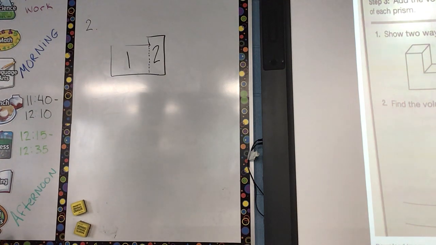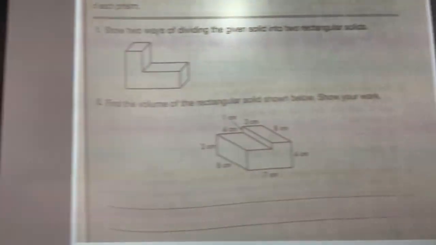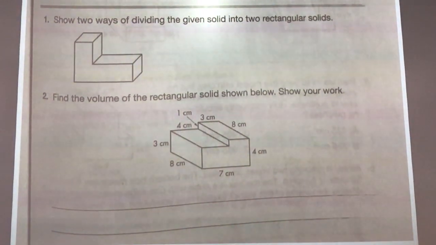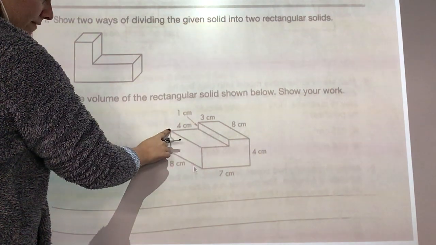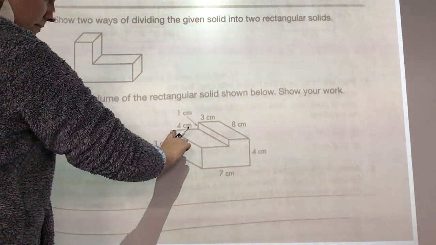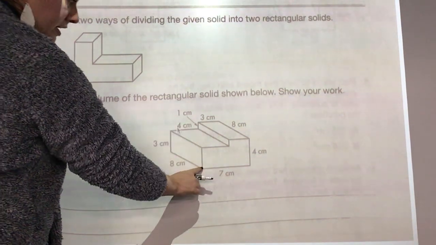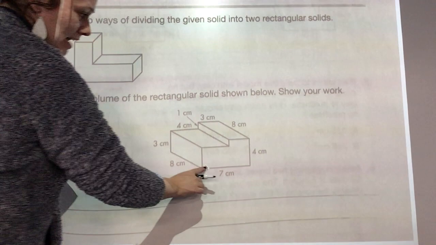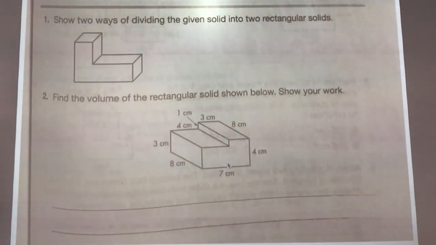Okay, so prism 1. The numbers I am going to be using, let's go back over here to your picture. I have 8, my height of 3, and then my length of 4. So 8 times 3 times 4. Am I using that 7? No, because that 7 is going to get into the area of prism 2. That's not the area for prism 1.